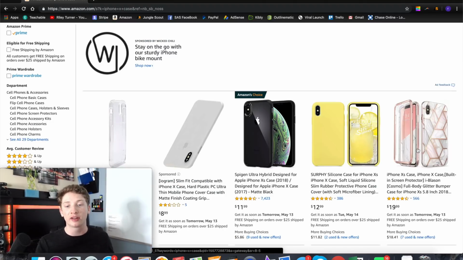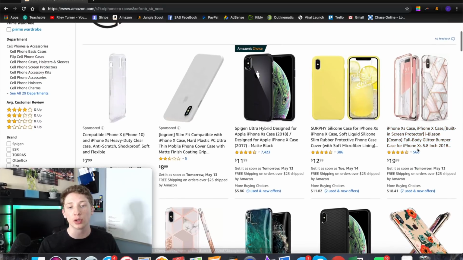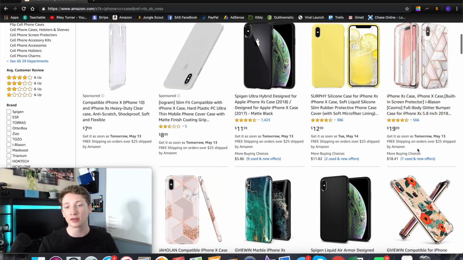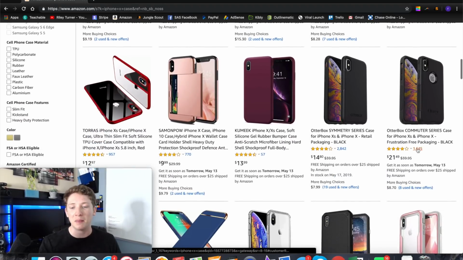Now, the last thing I want to talk about is going to be a few different things kind of combined. And that is going to be if you see a lot of the same product over and over and over, that means that it might be a little saturated. So I don't think this iPhone case is going to have that issue, maybe just a little bit.